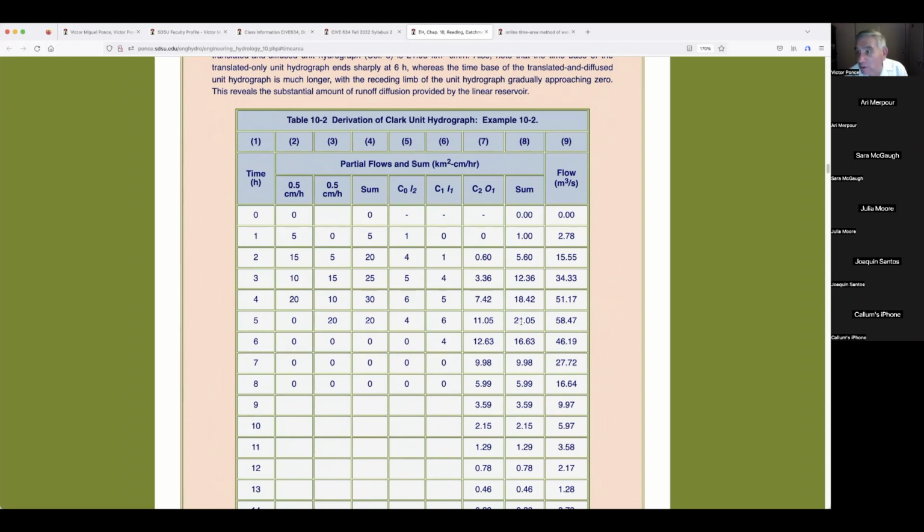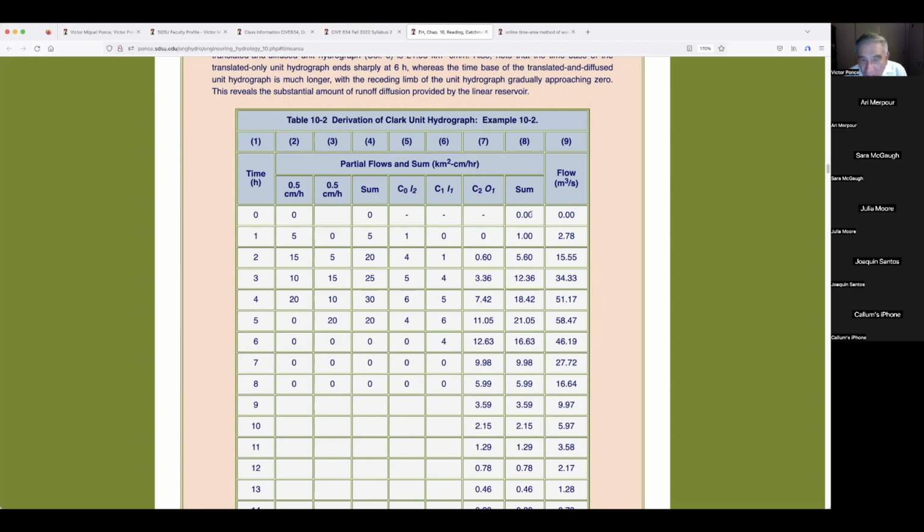Did this reservoir diffuse the flow? Absolutely. It reduced the 30 to 21. Not only did it reduce the 30 to 21, but the time base of the inflow hydrograph was 1, 2, 3, 4, 5, 6 hours. That was the time base. In other words, it went from 0 to 0 in 6 hours.